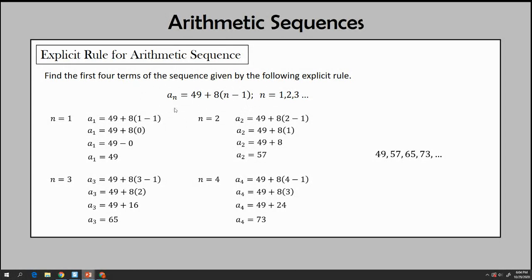But here's the beauty of it. If I were to ask you for, I don't know, let's say the 50th term of this sequence, do you really want to go 49 plus 8, 57 plus 8, 65 plus 8, 73 plus 8? Keep doing that until you get to the 50th one? Or would you rather just put 50 in place of n and get the answer? That's the idea. That's where this thing really comes into play.